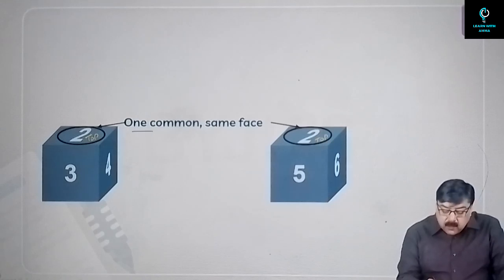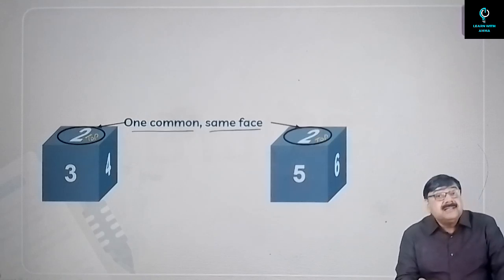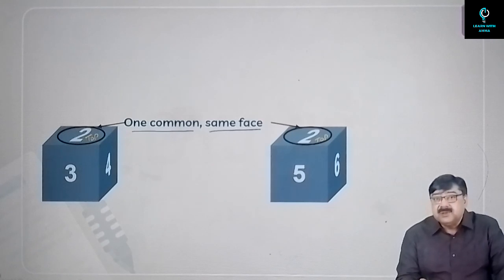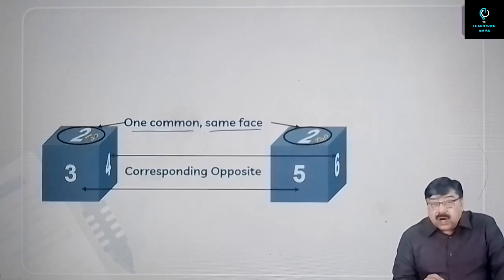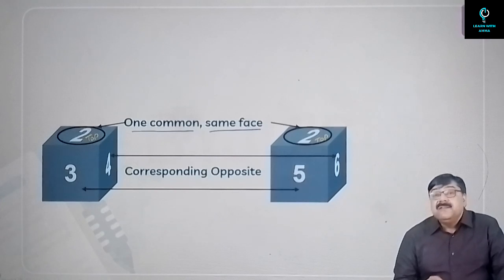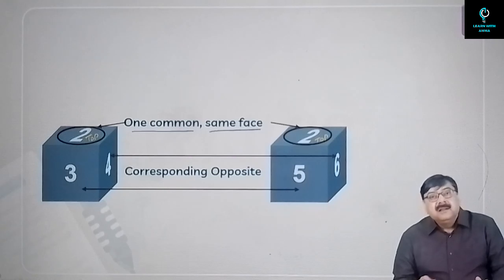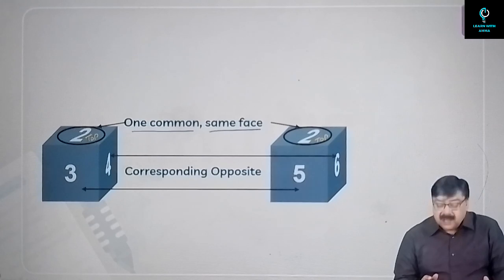So, if one character is common and is visible in the same face of the two diagrams, then in that case, the corresponding faces will always be opposite to each other. Now, what do we mean by corresponding faces? That is similar nature of faces. So here, in the top face, you have the same number, that is 2. In that case, in both the diagrams, front will be opposite front, right will be opposite right.